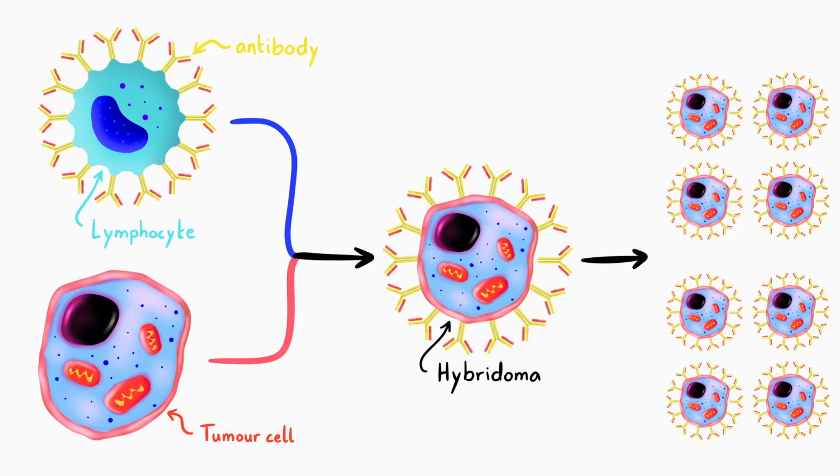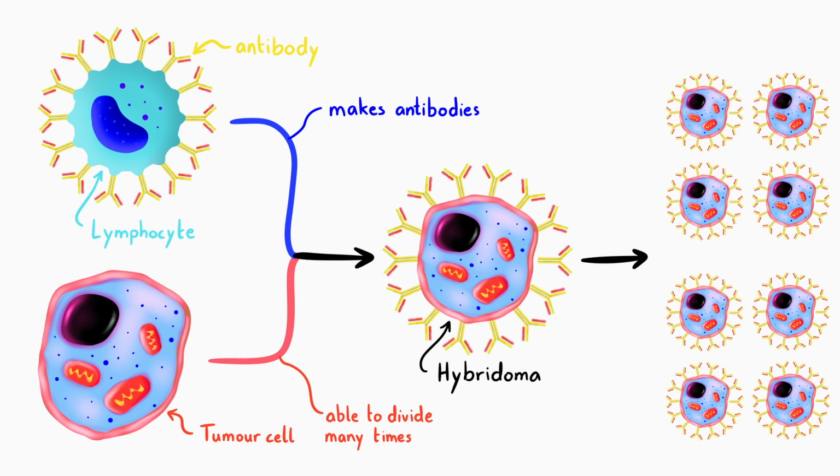The breakthrough came when researchers discovered they could fuse these antibody producing lymphocytes with tumor cells to create what's called a hybridoma cell. This hybrid cell inherits two crucial characteristics: the ability to produce a specific antibody from the lymphocyte and the ability to multiply rapidly and indefinitely from the tumor cell.